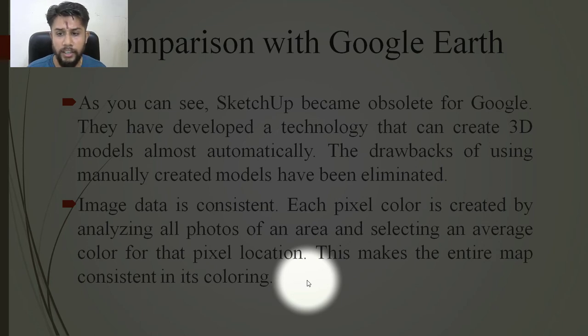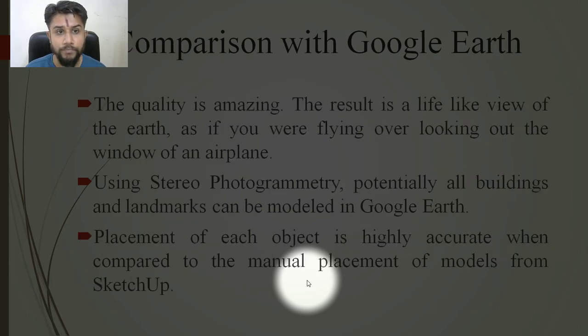This treats the entire map as coloring. From that coloring, you can find out the amount of irradiation level or amount of depth or anything that you can analyze properly with the help of this color coding. The quality is amazing, no doubt about it. The result is a lifelike view of data, meaning the vision is so powerful that you are visualizing it from the window of an airplane with your bare eyes.